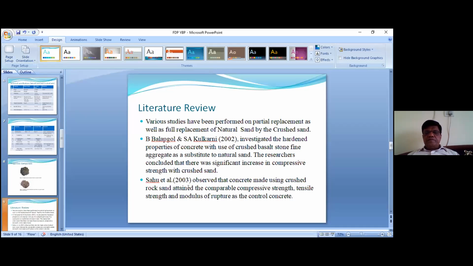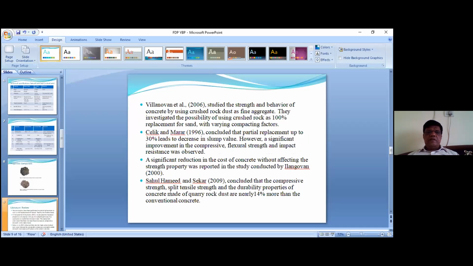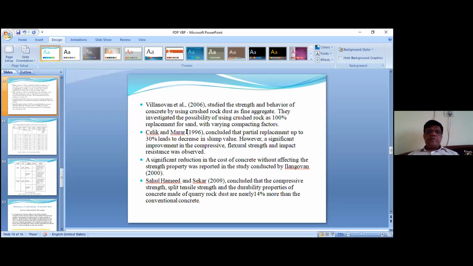Sahu et al. 2003 observed that concrete made using crushed sand attained comparable compressive and tensile strength and modulus of rupture as the controlled concrete. Similarly, Vilanova et al. 2006 studied the strength and behavior of concrete using crushed rock dust. See, he has used the rock dust as fine aggregate. They investigated the possibility of using crushed rock as 100% replacement, and studied workability using the compaction factor.